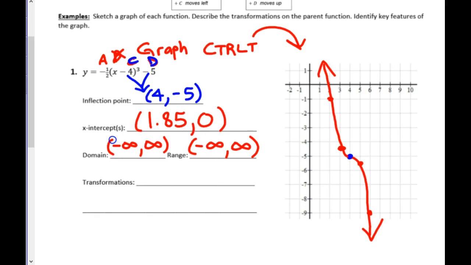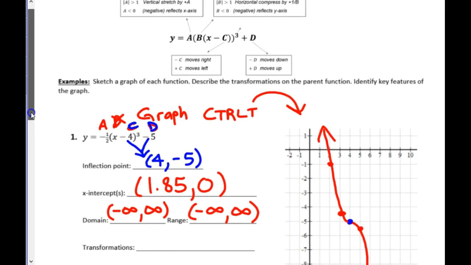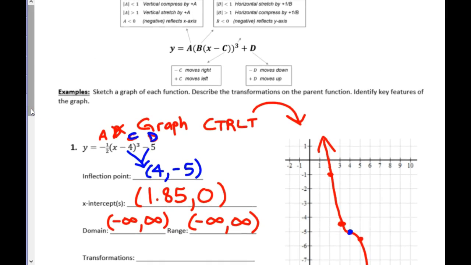Now, transformations. Does everyone see that our A is negative right here? So if I have a negative A, that means it reflects over the x-axis, right? So reflect over x. Does everyone see why that is? Negative A is reflect over x-axis.